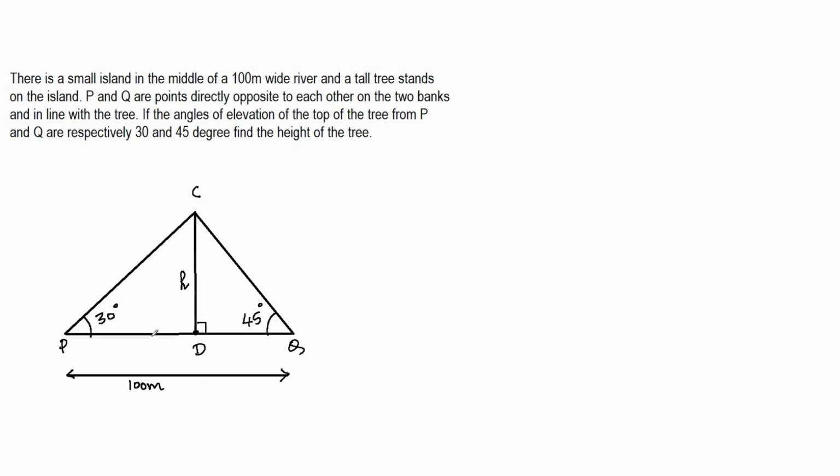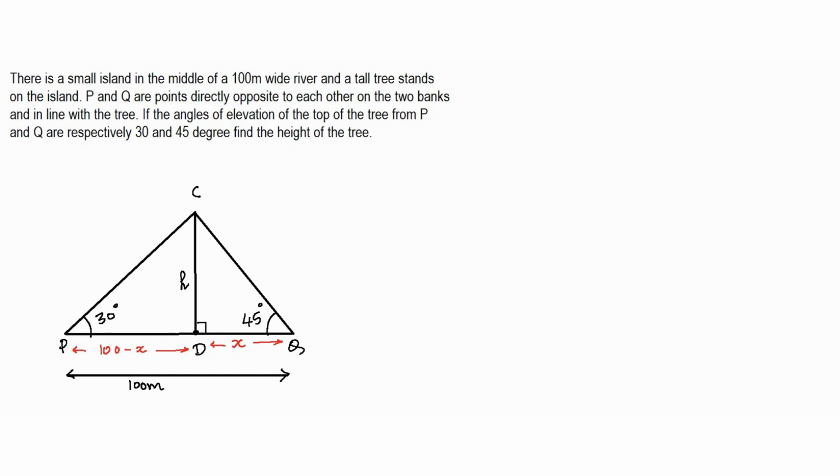So over here we do not know the length of PD and we do not know the length of PQ also. So what I'm going to do is assign a variable x to DQ. So if DQ is x, then the length PD is going to be 100 minus x, because the total length PQ is 100, of which DQ is x. So again here we have two variables, h is the height of the tree and x is the distance of the island from one point. So now again I need to build two equations for two variables.